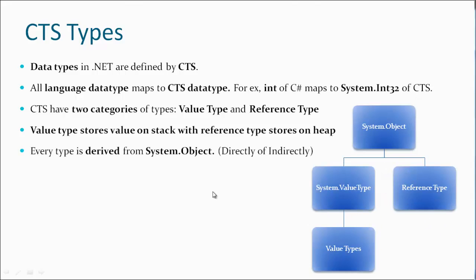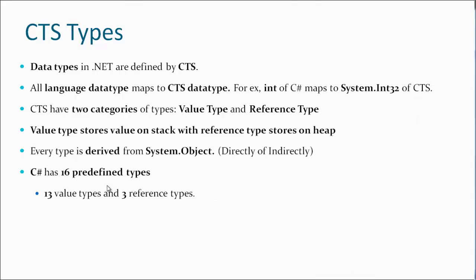Every data type is derived from the System.Object class, either directly or indirectly. In this diagram you can see that every built-in reference type directly derives from the Object class, whereas value types derive from System.ValueType, which in turn derives from the System.Object class. In short, the ultimate base class is always System.Object for each and every data type.